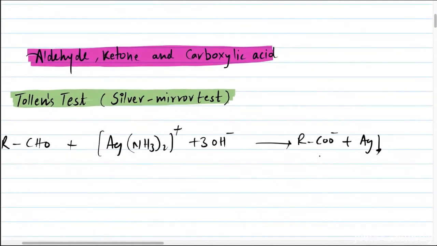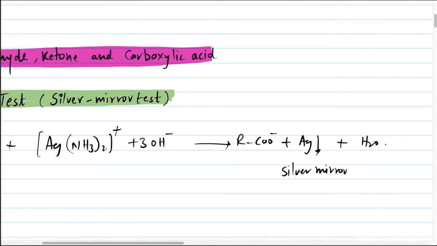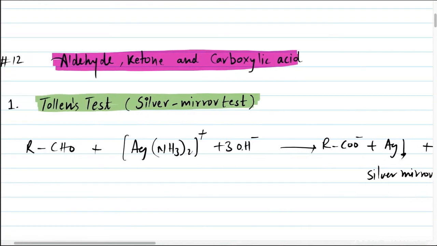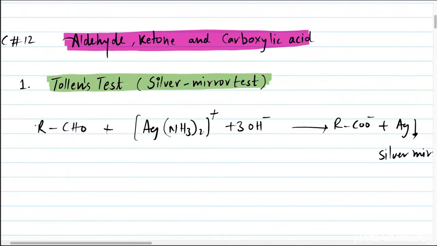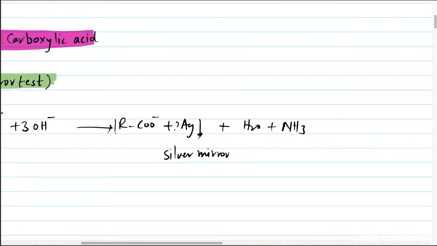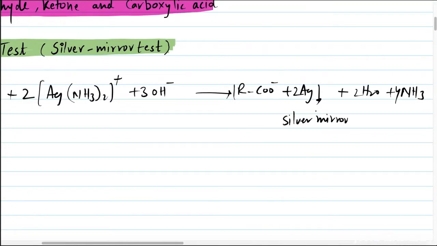Now this Ag is known as silver mirror, right? And if you want to complete the whole reaction, then H2O and NH3. So the balancing is 1, 2, 3 and 1, 2, 2, 4. Okay, this confirms your silver mirror by seeing this.